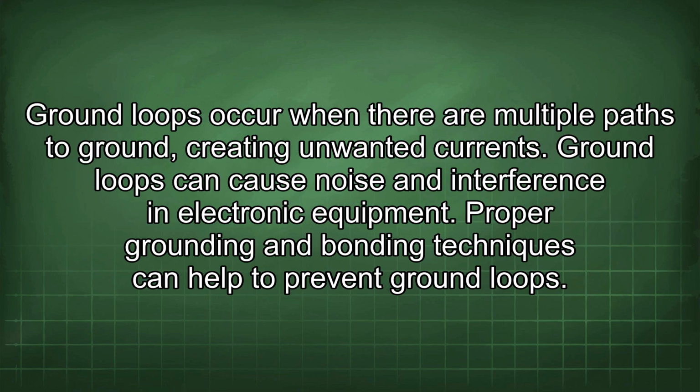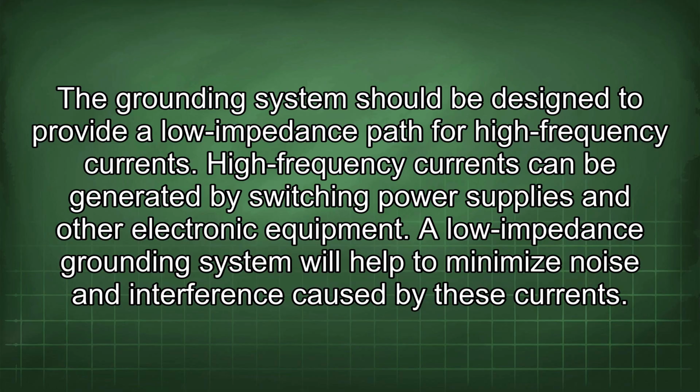Ground loops occur when there are multiple paths to ground, creating unwanted currents. Ground loops can cause noise and interference in electronic equipment. Proper grounding and bonding techniques can help to prevent ground loops. The grounding system should be designed to provide a low impedance path for high-frequency currents. High-frequency currents can be generated by switching power supplies and other electronic equipment. A low-impedance grounding system will help to minimize noise and interference caused by these currents.